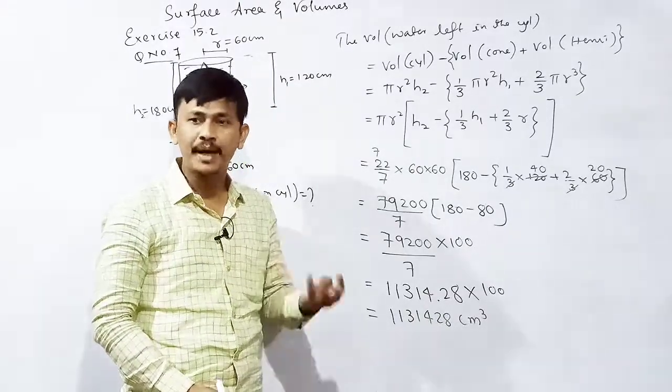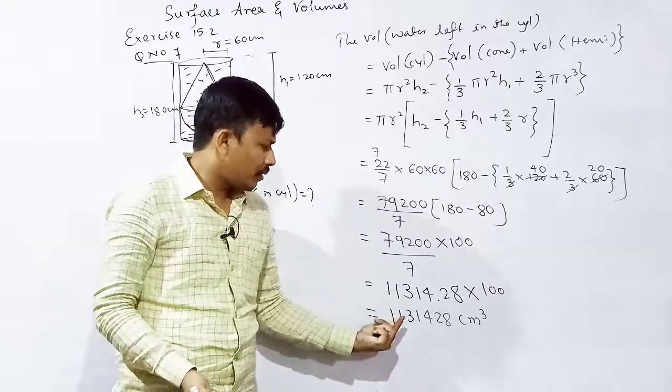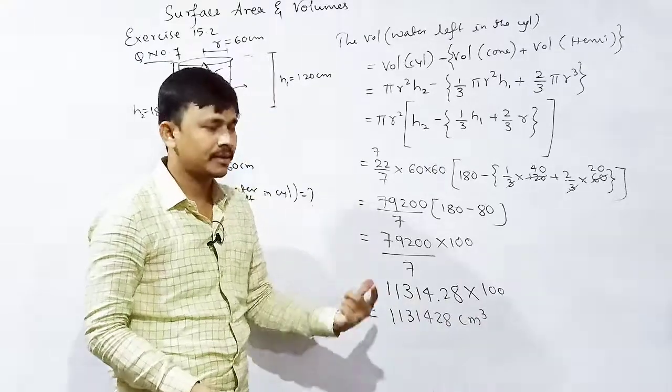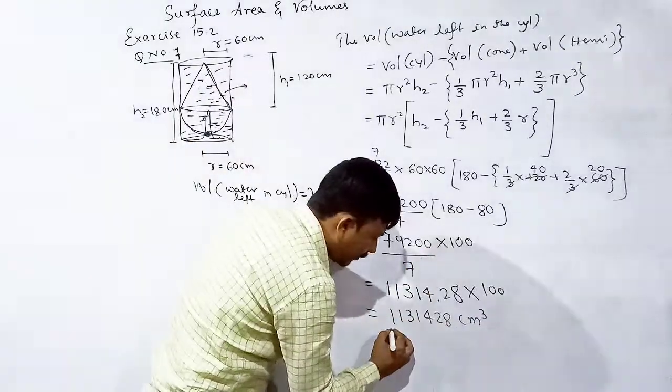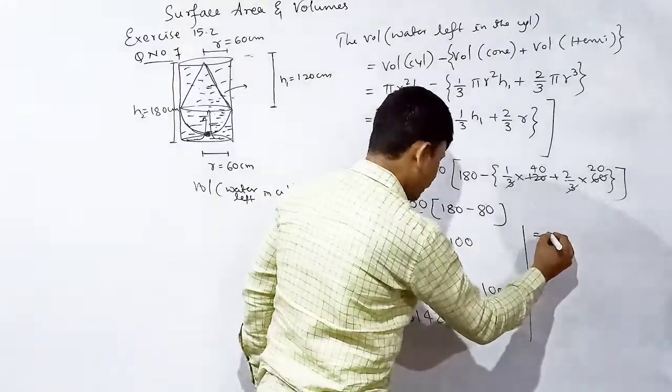Correct? You need to convert it into liters. Centimeter cube into meter cube. Meter cube is nothing but liter. To convert it into meter cube, we need to divide it by what? Look here, whole divided by 11. Next. This is equal to, what is the answer?